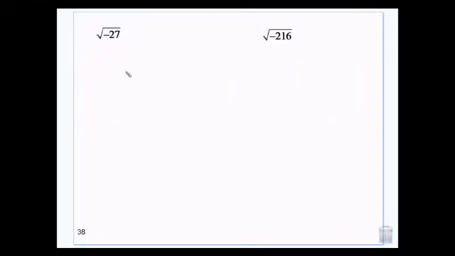Same principle when you have a non-perfect square. Negative 27 is 3 times 9, and 9 is a perfect square. So I'm going to take the square root of that 9, which is 3. I cannot leave the negative underneath, so I pull out the negative, which is i, and then this other 3 gets left behind.